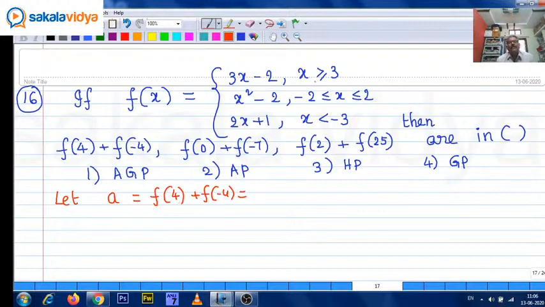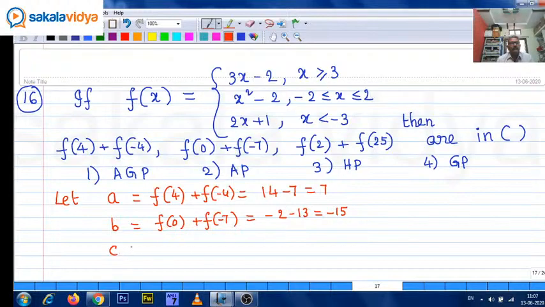The 4 belongs to the first interval, so 4 times 3 is 12, 12 minus 2, 14. Minus 4 belongs to this interval: minus 4 into 2, minus 8, plus 1, minus 7. 14 minus 7 is 7. Similarly, B value, f of 0 plus f of minus 7. Since 0 belongs to the second interval, 0 square minus 2, minus 2. Minus 7 belongs to the third interval, minus 14 plus 1, minus 13. This will be minus 15.